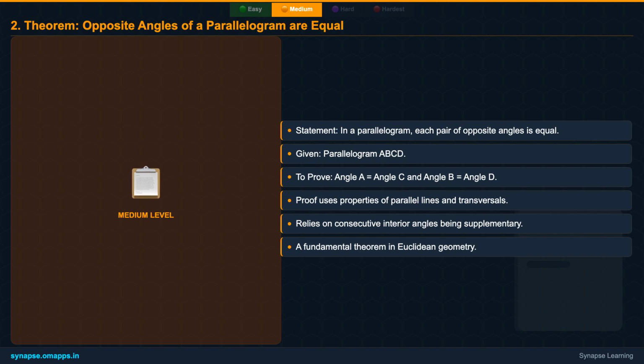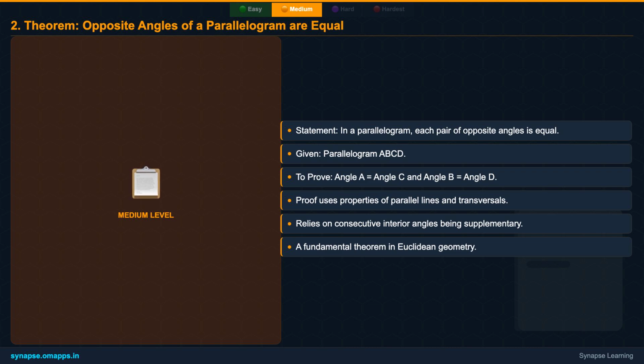Let's consider a parallelogram ABCD. By definition, AB is parallel to DC, and AD is parallel to BC. We can use the property of parallel lines cut by a transversal. If we consider AB parallel to DC and BC as the transversal, then angle B and angle C are consecutive interior angles, so they add up to 180 degrees.